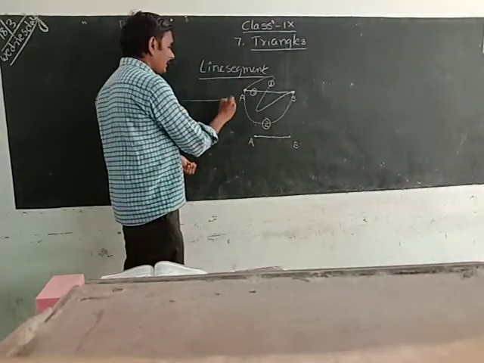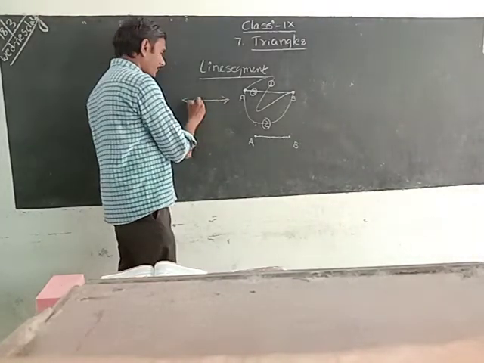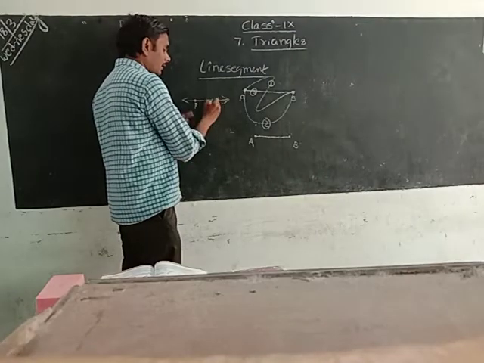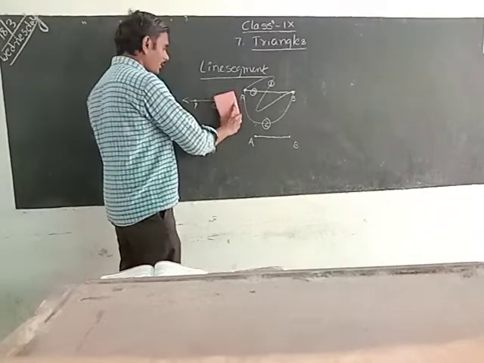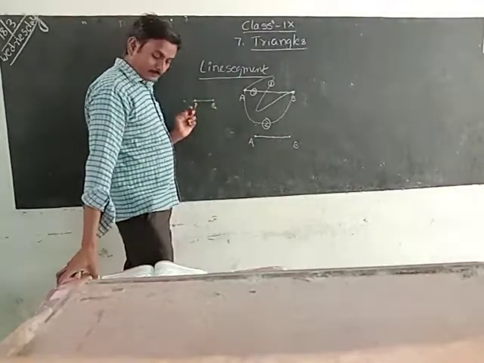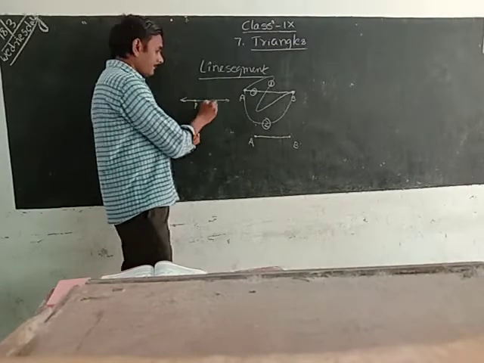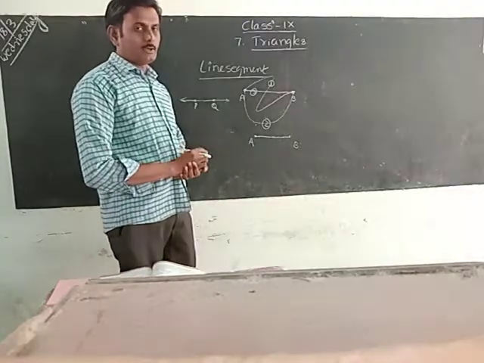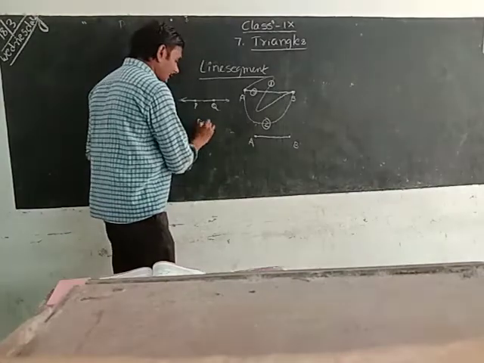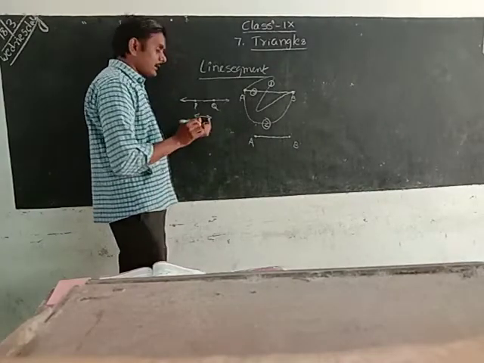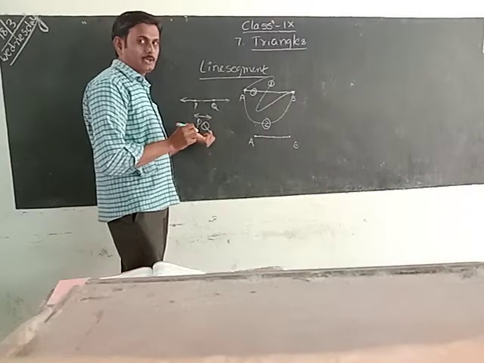A line means a line segment extended endlessly in both directions. Okay, if I take a PQ line segment and extend it on both sides, PQ line segment I took first, and I extended it endlessly, then it is called the line PQ. If you write PQ with a small line symbol drawn above it, this is called line PQ.